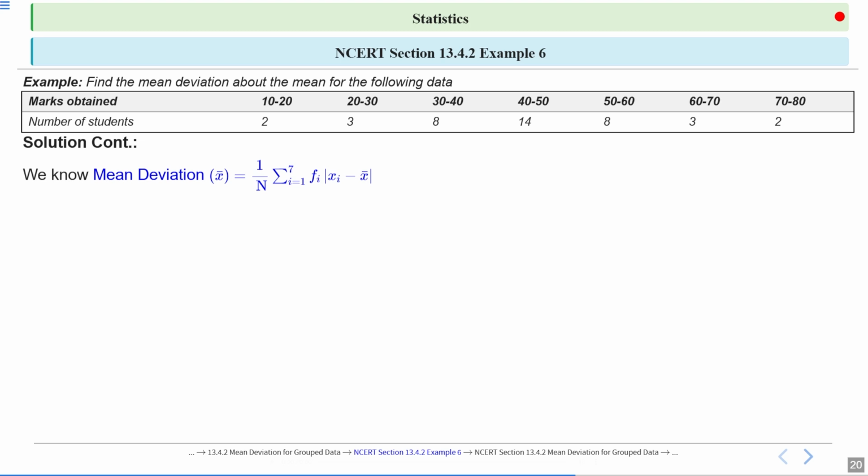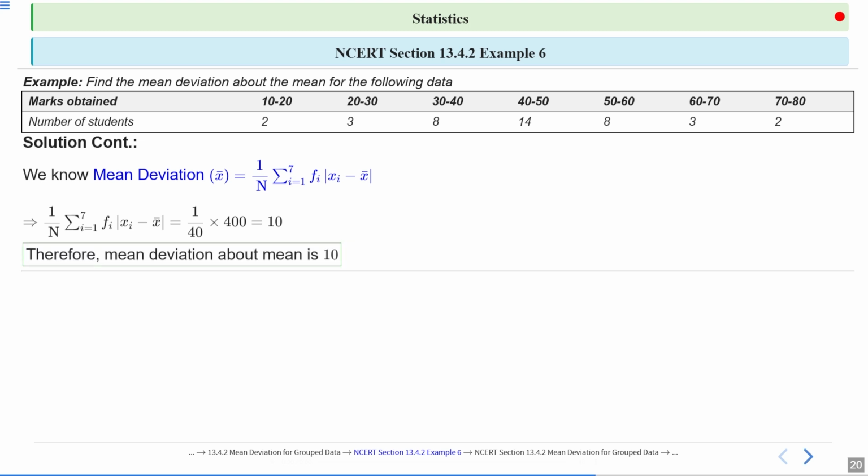Now, let's recall the formula for mean deviation about the mean. Mean deviation about x bar is equal to 1 by n multiplied with summation i equal to 1 to 7 fi multiplied with the absolute value of xi minus x bar. This is equal to 1 by 40 multiplied with 400, and this is equal to 10. Therefore, the mean deviation about the mean is 10, and this is our final answer.